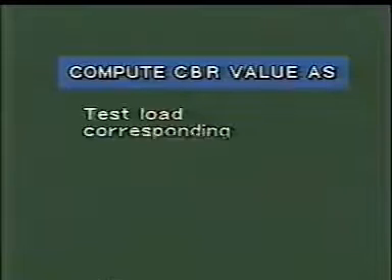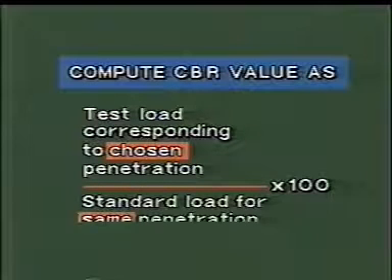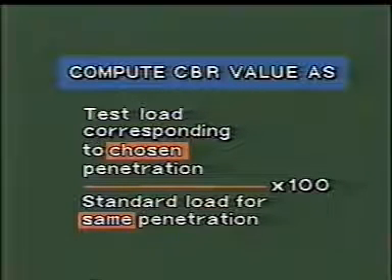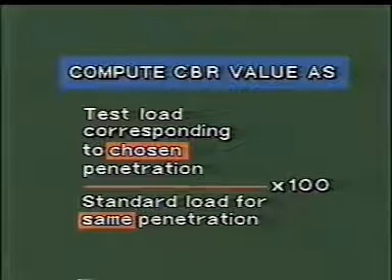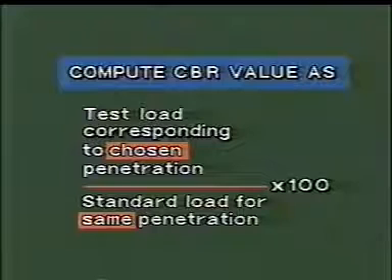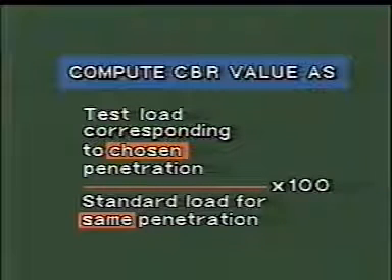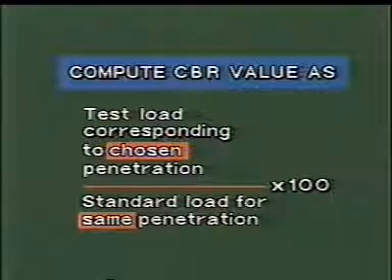From the curve, determine the load corresponding to 2.5 millimeter and 5 millimeter penetration, and compute the CBR value as the test load corresponding to the chosen penetration divided by the standard load for the same penetration, multiplied by 100. The standard load values for a particular penetration are chosen from this table.